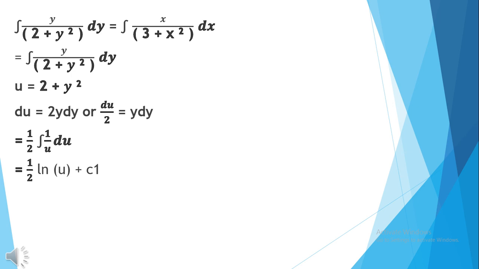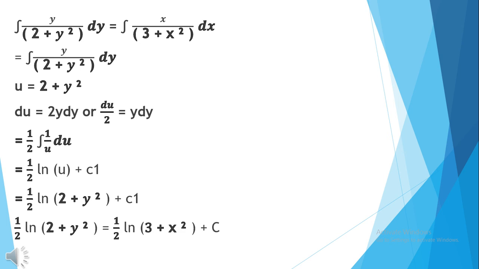And our u equals 2 plus y squared. So our answer will be 1/2 ln(2 plus y squared) plus c1. Using the same method on the other side, we are able to get 1/2 ln(3 plus x squared) plus c2 from the integral of x over (3 plus x squared) dx. It means our final answer is 1/2 ln(2 plus y squared) equals 1/2 ln(3 plus x squared) plus c, where c is an arbitrary constant.